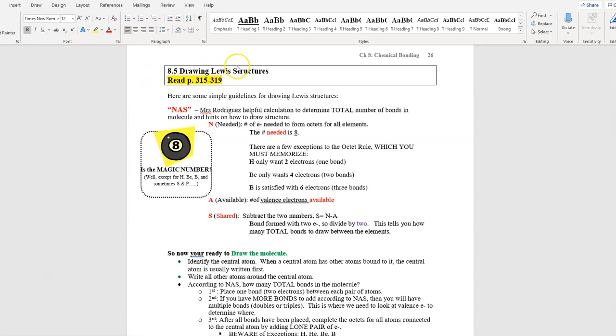Hello AP. Now we're getting to the good stuff of learning how to draw not only Lewis structures, but we're mostly going to be talking about covalent bonding. Okay, so 8.5, drawing Lewis structures. It's very important that you know how to draw any molecule that AP throws your way. And in 8.5, you're going to see some practice AP problems, and I'll work them out with you.